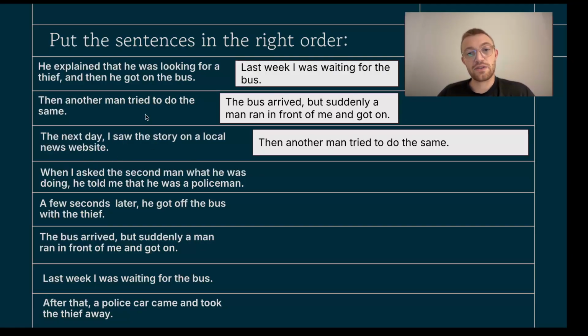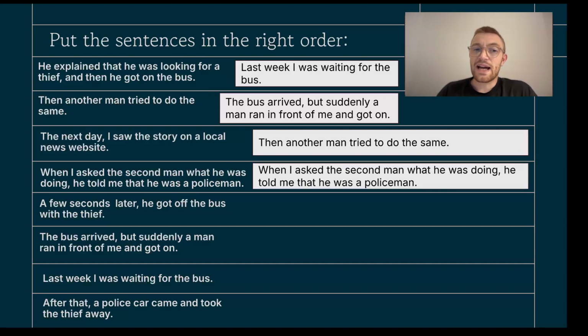Then another man tried to do the same. When I asked the second man what he was doing, he told me he was a policeman. Now, you will remember from our explanation of using when that we can use it to join two actions, right? So this is the same. We've got when I asked, so that's one action, and he told me as another action, right? When I asked the second man what he was doing, he told me that he was a policeman. There we go. So we're joining two actions there together. Okay, he told me he was a policeman.